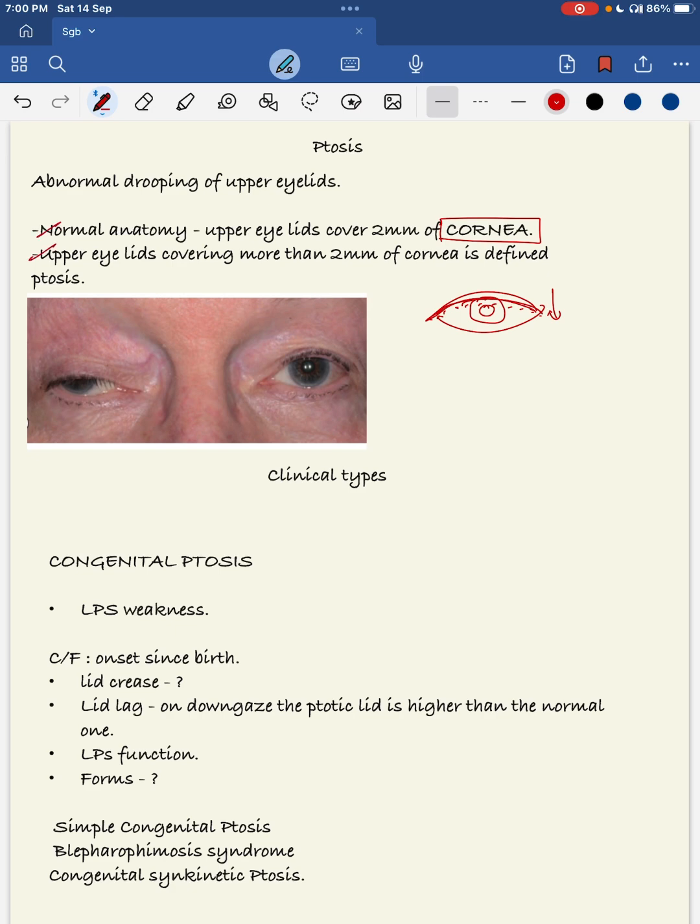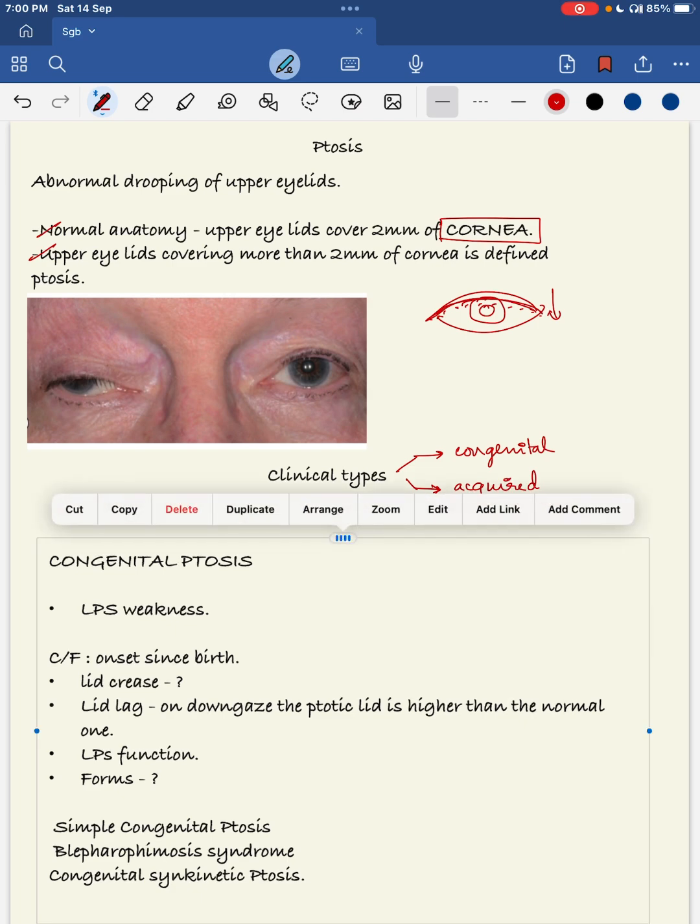Clinical types: it can be congenital ptosis or it can be acquired ptosis. Congenital means something which is coming by birth and not acquired along the life course.